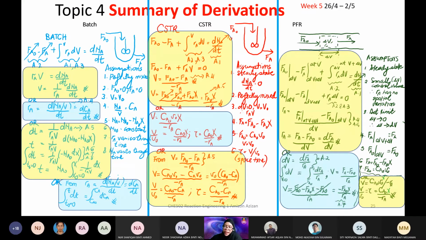I simply made it this way, my own writing, to compare the batch, the CSTR, and also the PFR. How I wrote the mole balance and how I cancel out, simplify the mole balance equation until the final formula, based on my assumption. Why I do this is very important. You don't simply memorize your equation without knowing the origin of writing that equation.